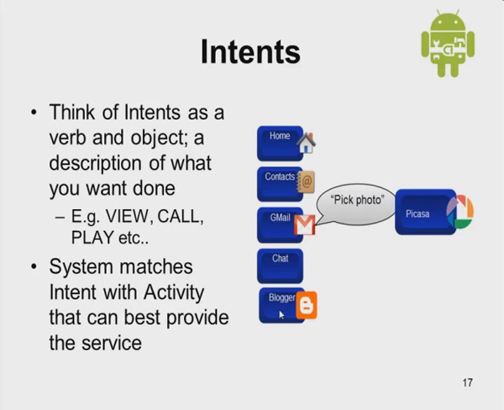What are intents? Think of intents as a verb and object, a description of what you have to do. Intents basically perform the role of some intention to do some work. That work can be calling, or launching an activity or launching a browser. So these are the works which are done by the intent. The system matches the intent with the activity that can best provide a service. For example, there is a pic as an attachment in your Gmail. Now if you open it, Android will search which application will be able to display this pic in the attachment. So it will search and bring up the Picasa application on your phone. So that is how intents work.